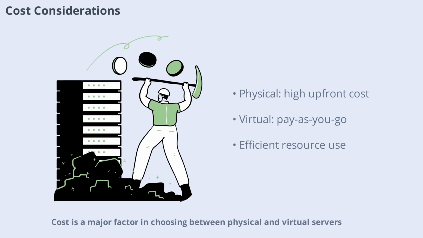Cost is a major factor in choosing between physical and virtual servers. Physical servers require a large upfront investment in hardware, plus ongoing expenses for maintenance, power, and cooling. Virtual servers, on the other hand, are typically billed on a pay-as-you-go basis, making them more affordable for many organizations. By sharing hardware, virtual servers also reduce waste and improve overall efficiency.